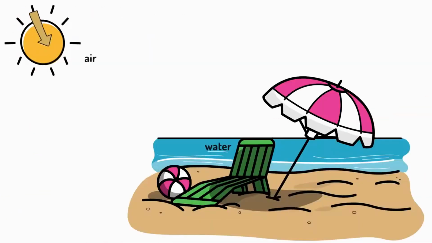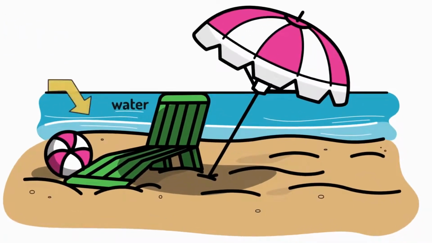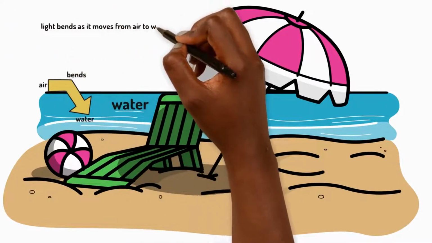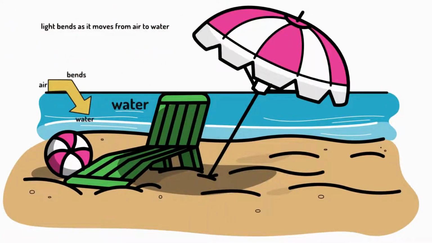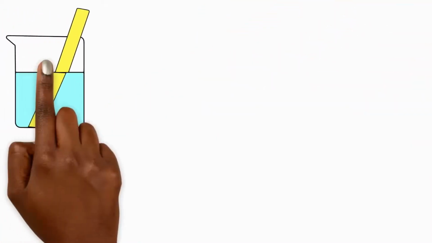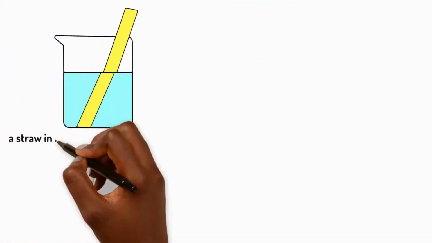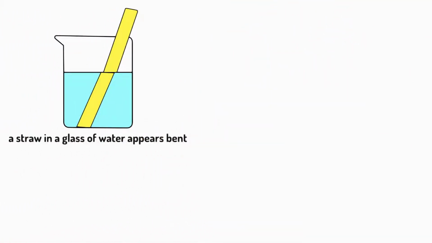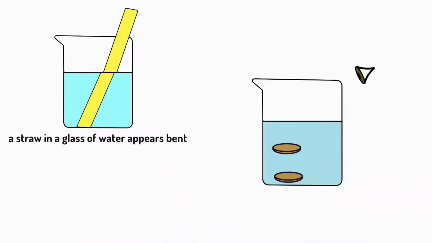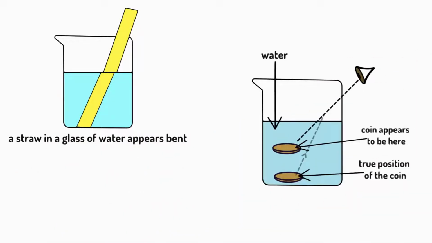As light moves, sometimes it travels from one material to another. When light moves from one material to another, it can change its speed, but it can also change direction. We say that the light is bent. This change in direction, or bending of light, makes things appear differently. For example, a straw in a glass of water appears bent. A coin in a bowl of water looks to have shifted from its actual position.